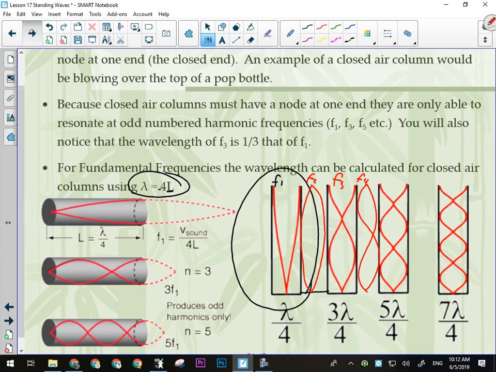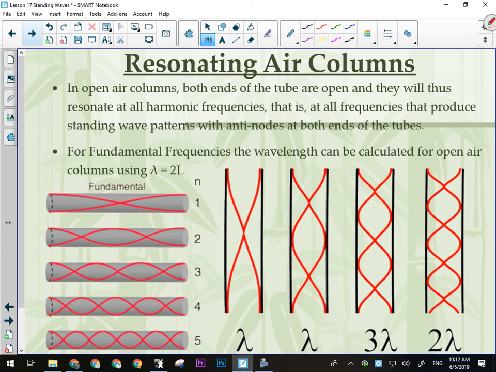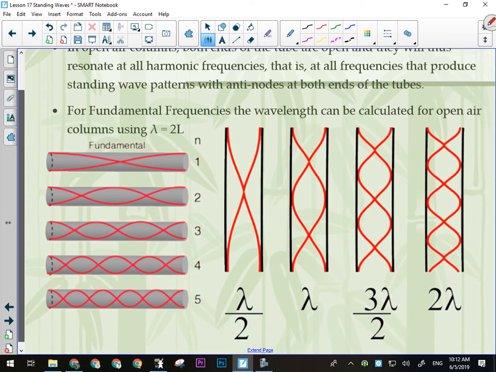Now, open air columns work similarly, but they do have some important differences. An open air column is open at both ends. The reflection of the waves actually is off the interior of the tube, not off the end. So we get a very different type of wave pattern forming. Well, not very different, but we get a wider range of wave patterns forming. That is why for an open air column, we get resonance at all frequencies. F1, F2, F3, F4, all of them resonate because there's never a time where there's an antinode at the end.